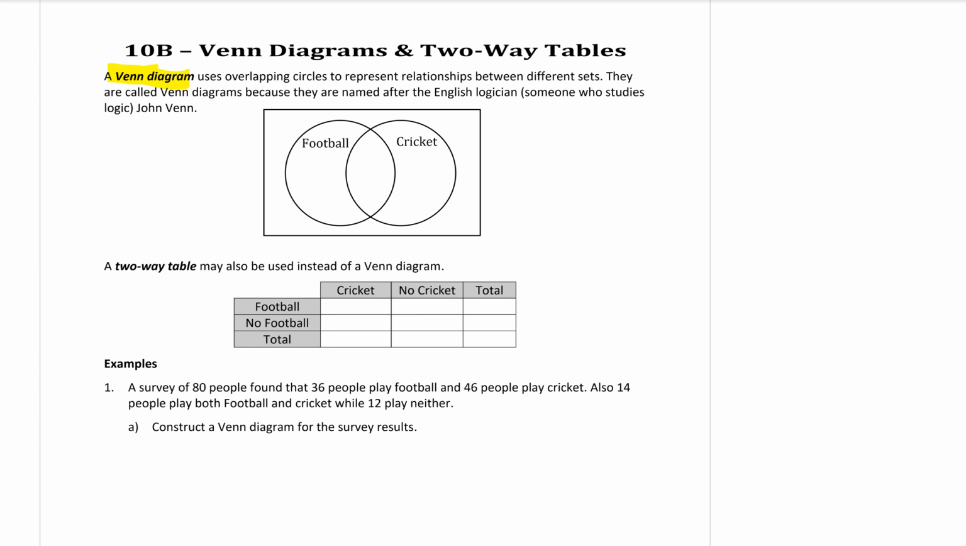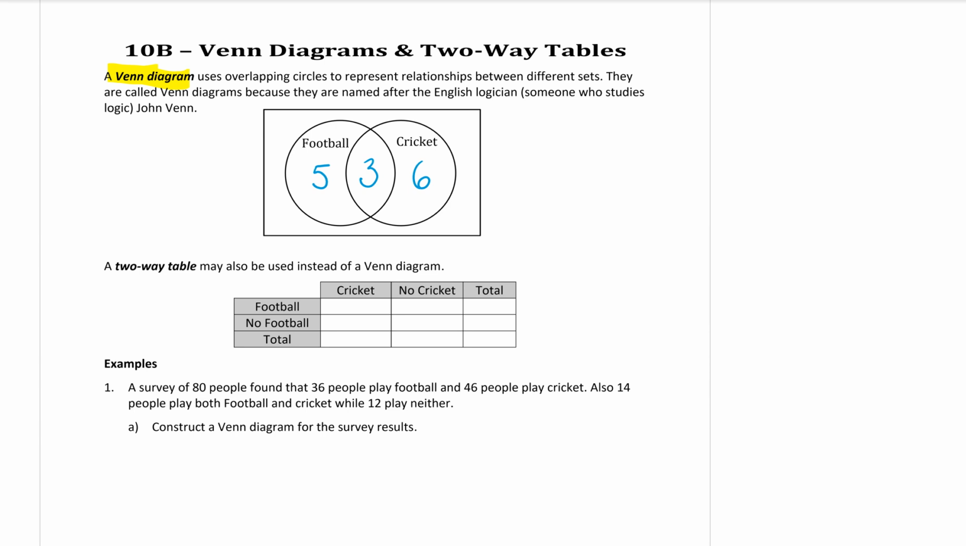And this diagram here is an example of a Venn diagram. Now normally you have numbers in the Venn diagram. So for example, if I put the number 3 in this center overlapping section of the diagram, that would mean that there are 3 people who like both football and cricket. If I put the number 5 over here, that means there are 5 people who like football but they don't like cricket.